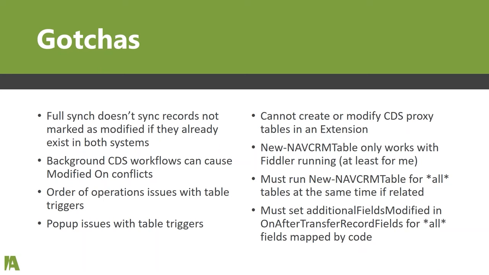Another thing too is that you have to run that new nav CRM table for all of the tables that you want to generate at the same time. The reason for that is that if you have any links between them, like a contact has a lookup to the account that it's associated with, it will ignore those lookup attributes if the target type isn't included in the list of tables that you want to generate proxies for. So even though you may only be trying to generate a proxy for one table, you need to include all of the tables that one table references, or you won't get those references in the attributes that are created.